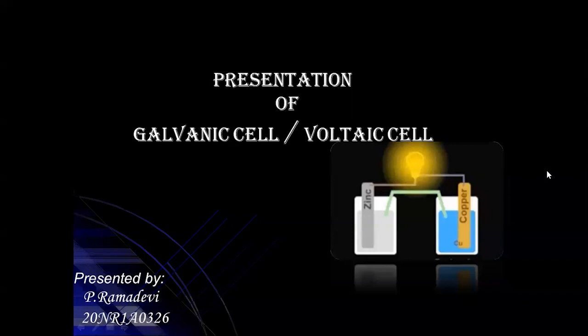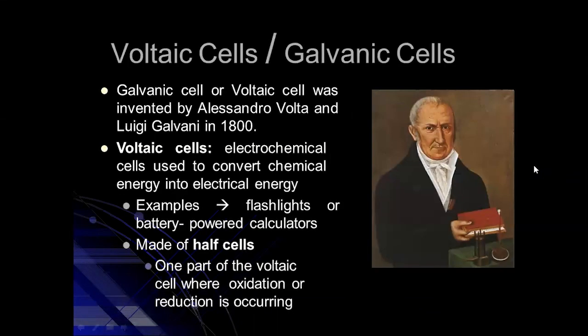Today, I will present on the topic galvanic cell. Here it is. Galvanic cell or voltaic cell was invented by Alessandro Volta and Luigi Galvani respectively in the 1800s. Now let us see what is a voltaic cell. It is an electrochemical cell used to convert chemical energy into electrical energy.